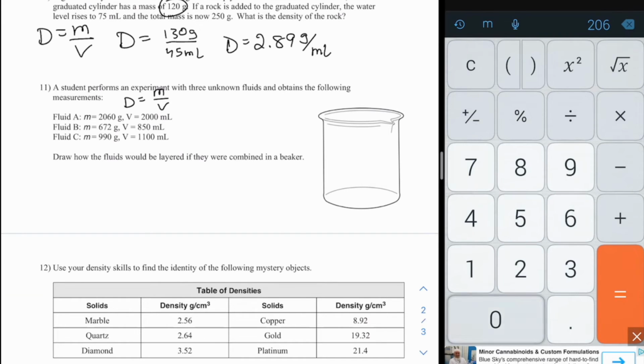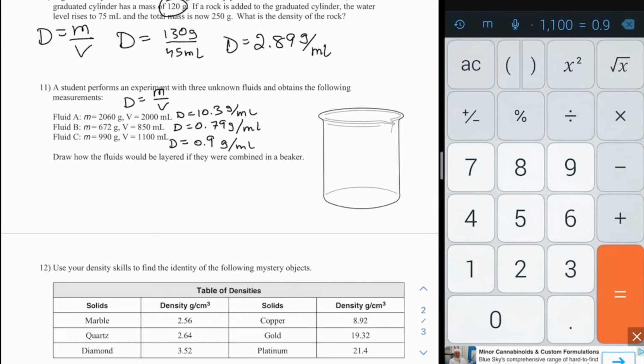So 2,660 divided by 2,000. This one, the density equals 1.33 grams per milliliter. The next one, 672 divided by 850, is going to be 0.79 grams per milliliter. And then the third one is going to be 990 divided by 1100, 0.9 grams per milliliter.